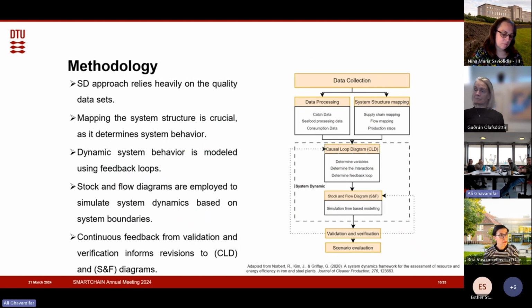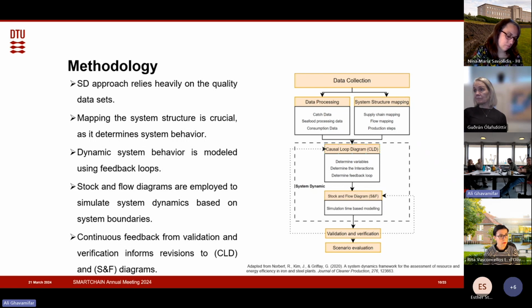Then we have the methodology, and we use the system dynamics approach for that. And we know that the system dynamics approach relies heavily on the quality of the data set. So first we needed some data. We used the catch data, the seafood processing data, and consumption data. And then we needed the mapping of the structure of the system. So we used work package 1 for mapping the structure of the system. We had the supply chain mapping report, and we used the flow mapping and production steps.